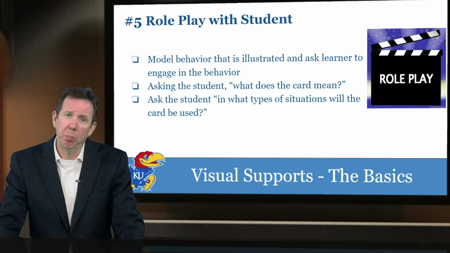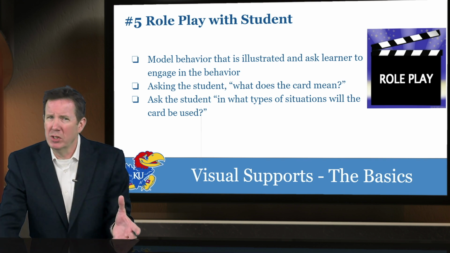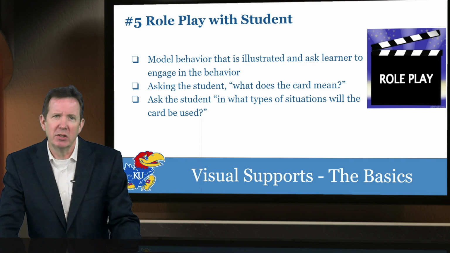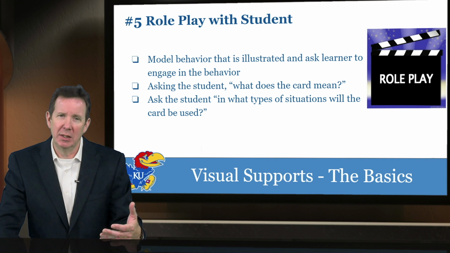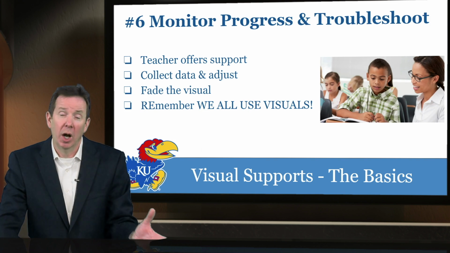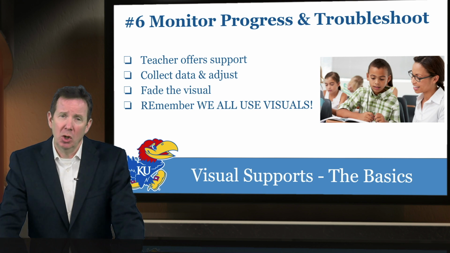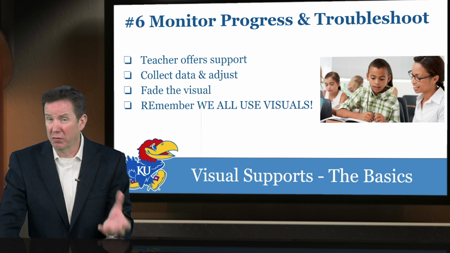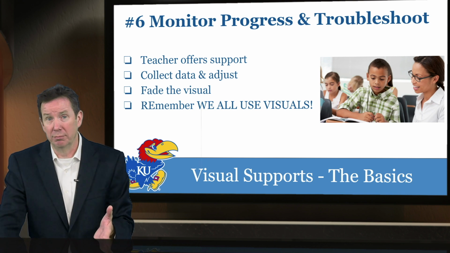We're also going to role play with the student, number 5. In this instance, we're going to ask the student, what does this card mean? And what are you supposed to do when this card is being used? And things of that nature. Be able to prepare the learner for what's expected and to be able to facilitate that through a role play situation. And finally, as we implement, we're going to collect data, we're going to determine progress, we're going to refine if necessary, and we're simply going to facilitate the use of the visual.